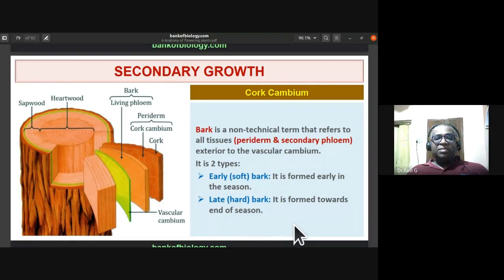Okay, so there are two types of bark. The early bark, which is softer in nature, is formed early in the season. Late bark or harder bark is formed towards the end of the season.